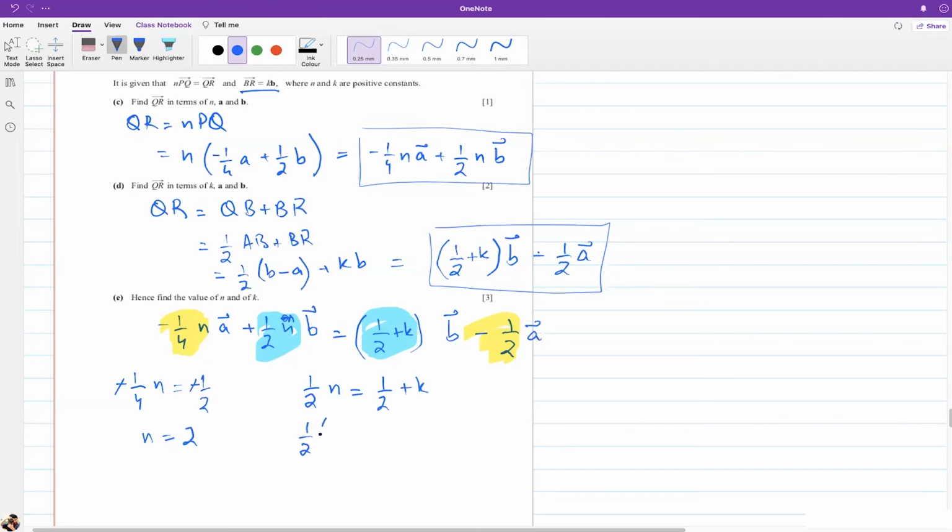Half N is basically half into 2, equals half plus K, which again is going to be 1 minus half. K is equal to half. So I found K, I found N, and we are done here.